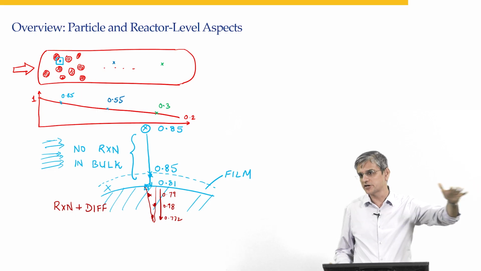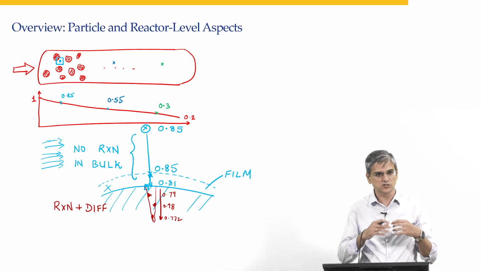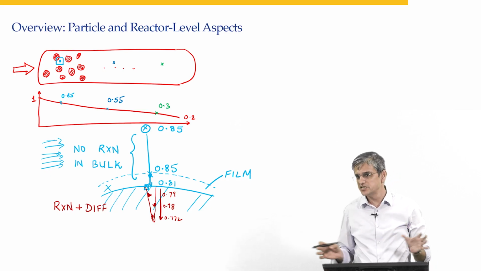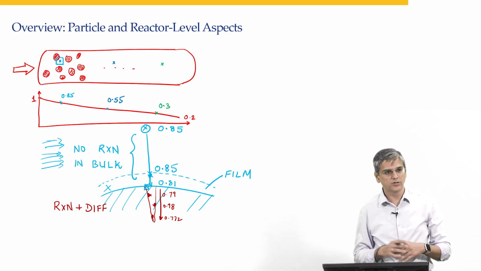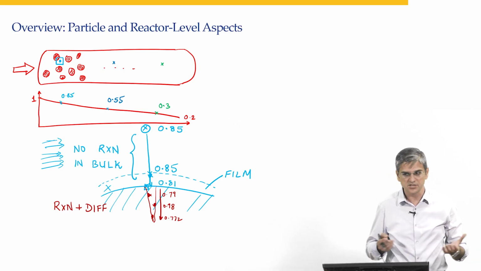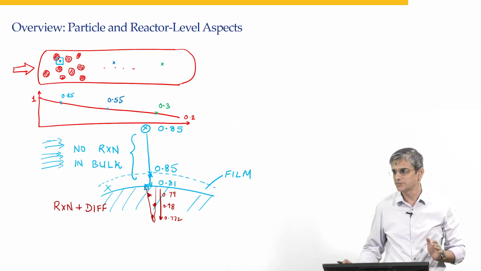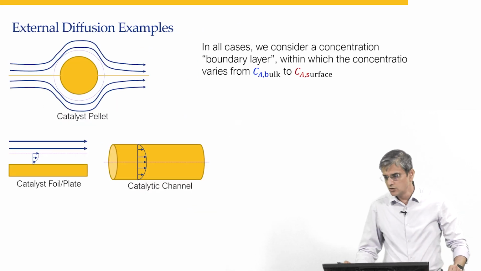As far as we are talking about external diffusion, what actually happens or how does the species A disappear does not matter. What matters is, do we know the rate of disappearance of that species? That is all that matters.